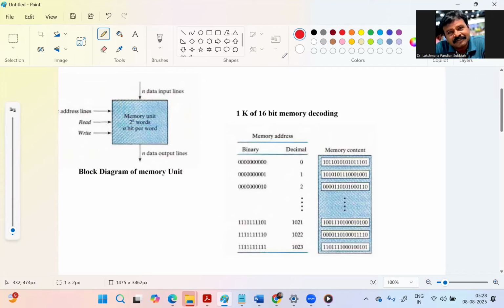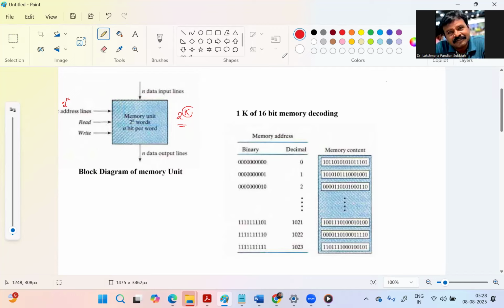Here the memory unit is 2K words. 2K is 2 kilobyte words. 2K is actually 2 power K, where K is the number of address lines. So 2 power K is the number of words, and K is the number of address lines.